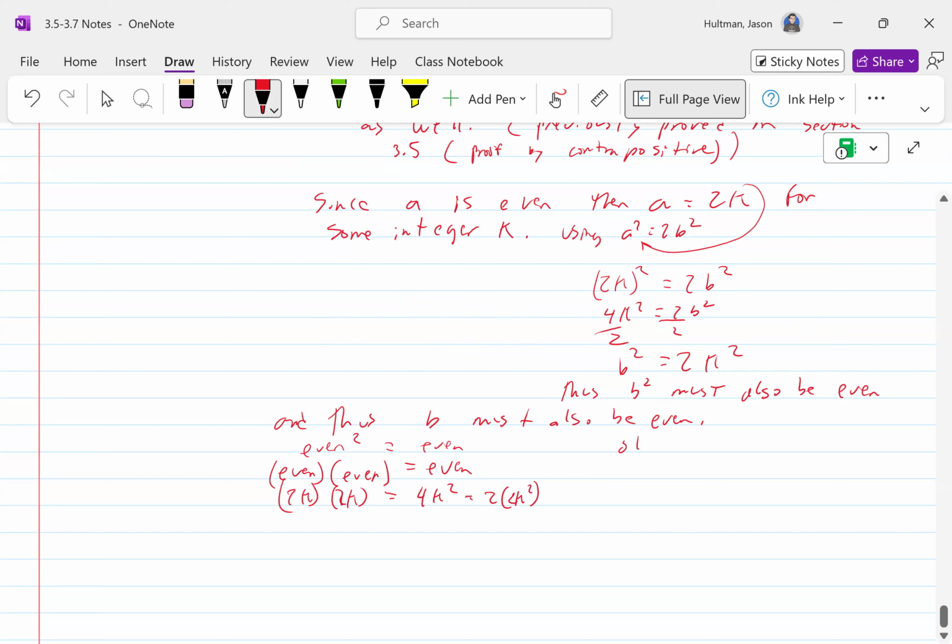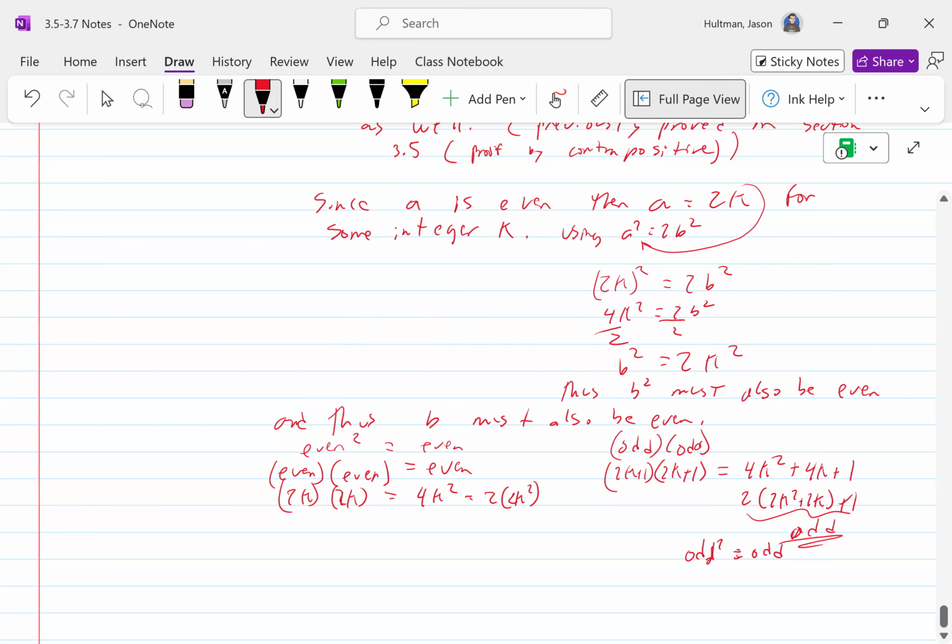What if we did an odd times an odd? What would you get? Well, an odd is 2k plus 1. I feel like we did this already before as well. Squaring 2k plus 1 gives 4k squared plus 4k plus 1, which is 2 times (2k squared plus 2k) plus 1, which is again an odd number. So all of these facts have been previously proven. An even squared is equal to an even, and an odd squared is equal to an odd.